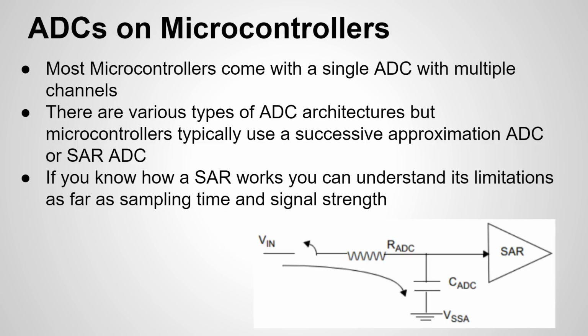And this single ADC architecture in most microcontrollers is a successive approximation ADC, or a SAR ADC. And once again, if we know how a SAR ADC works and we understand its limitations, we can increase our measurement accuracy when using it, and even we'll show in some cases speed up its sampling time.